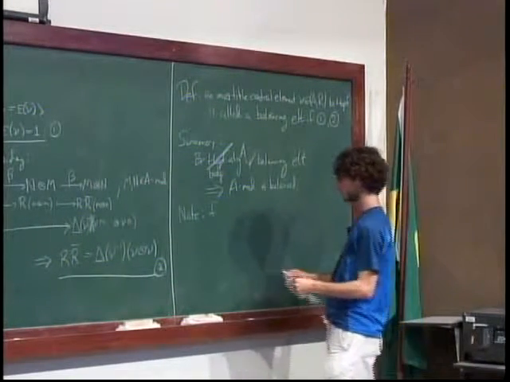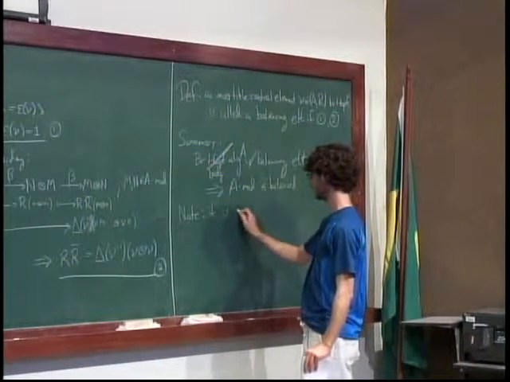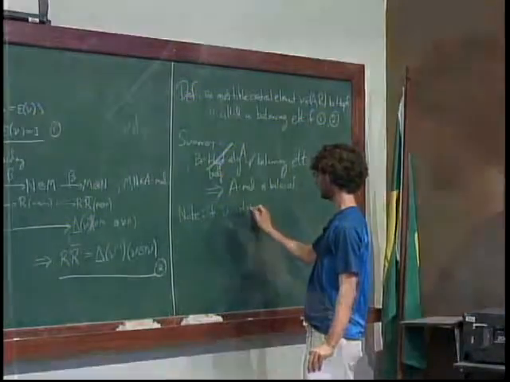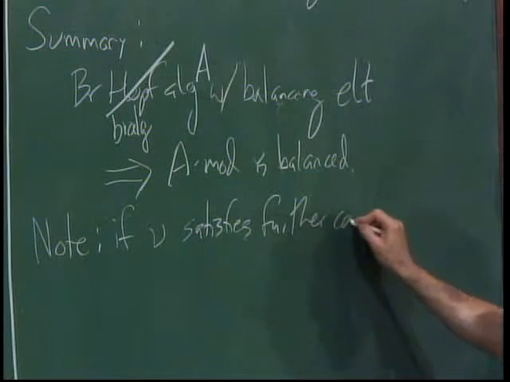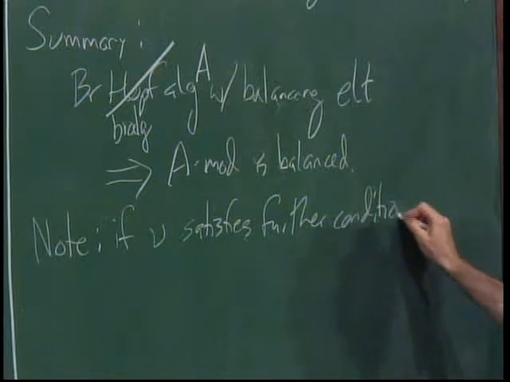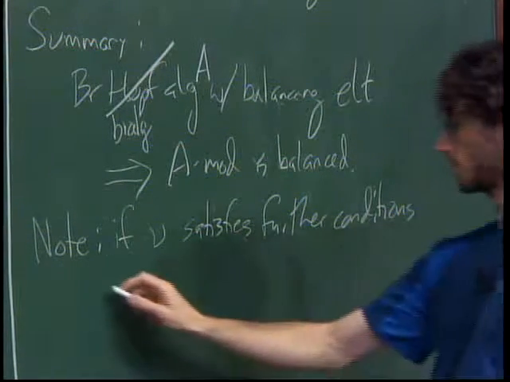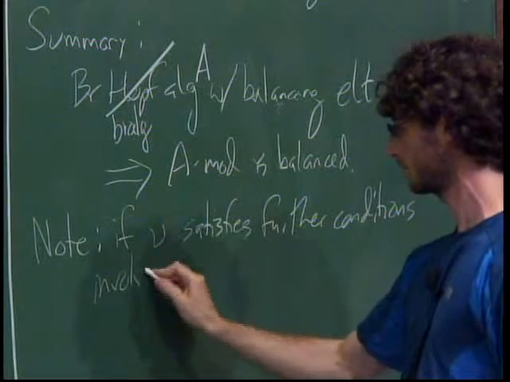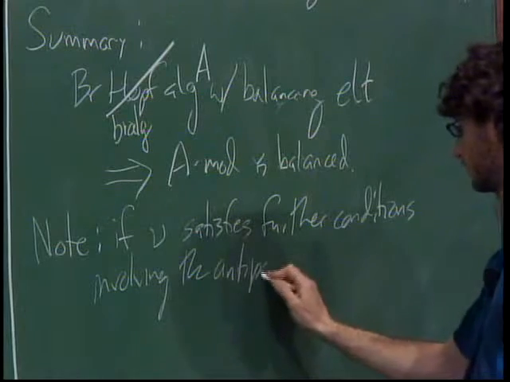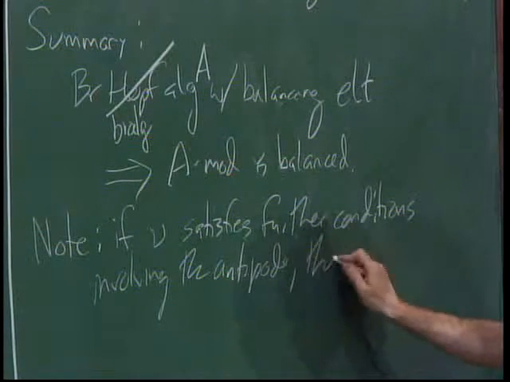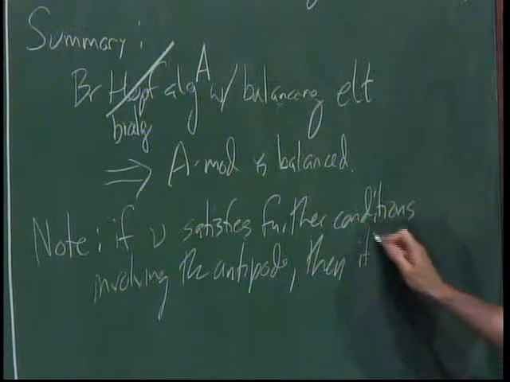And so if this element nu satisfies further conditions involving the antipode, then it's called a ribbon element.